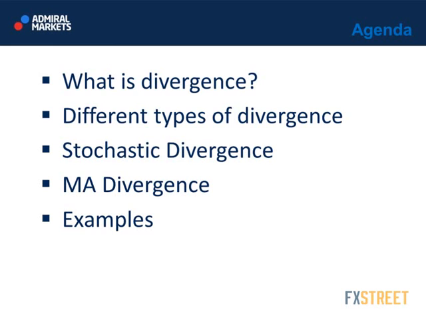Now we need to delve a little bit deeper into divergence to see how we can use it with stochastics. Different types of divergence, stochastic divergence, MA divergence, and examples, okay? So pay special attention to this today, because this information can be really, really good and useful when you trade.